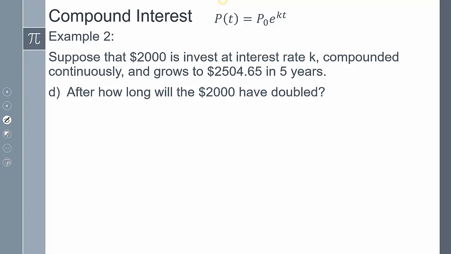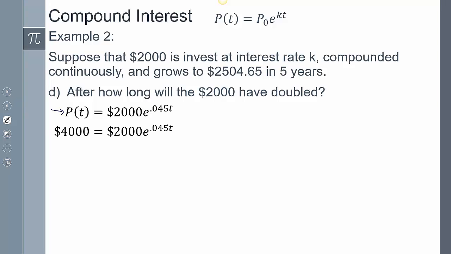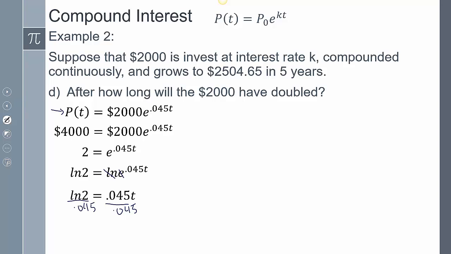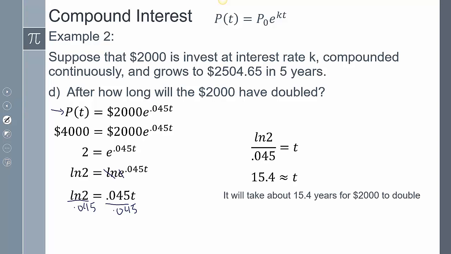Part D, it says, after how long will the 2,000 have doubled? So if I enter my original amount, what it's asking is for that to have been doubled, so that would be 4,000. Now I'm just solving for t. Divide both sides by 2,000. Take the ln of both sides, so those will cancel out. Ln of 2 equals 0.045t. Now I'm going to divide both sides by 0.045. And so entering that in your calculator, it's going to take about 15.4 years for my amount to have doubled.